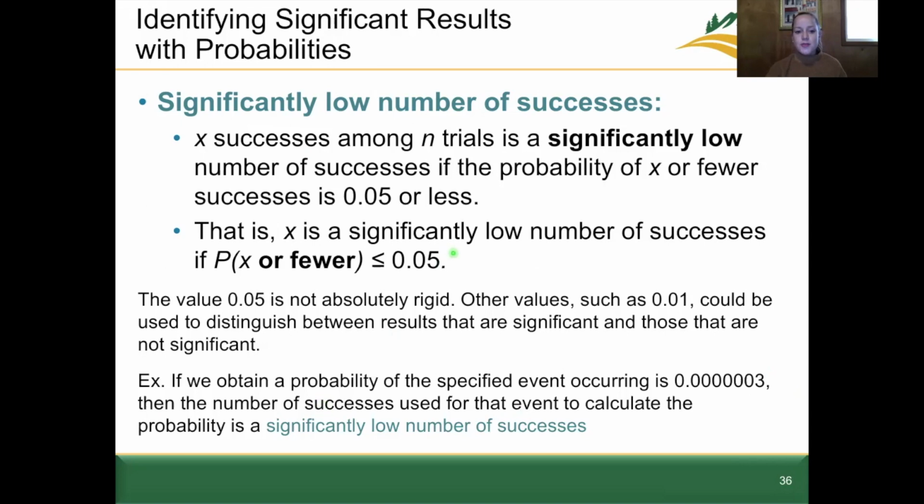Okay, so both with determining significantly high or significantly low number of successes, we need to calculate the probability, then we need to look at that probability value and see if it's less than or equal to 0.05.